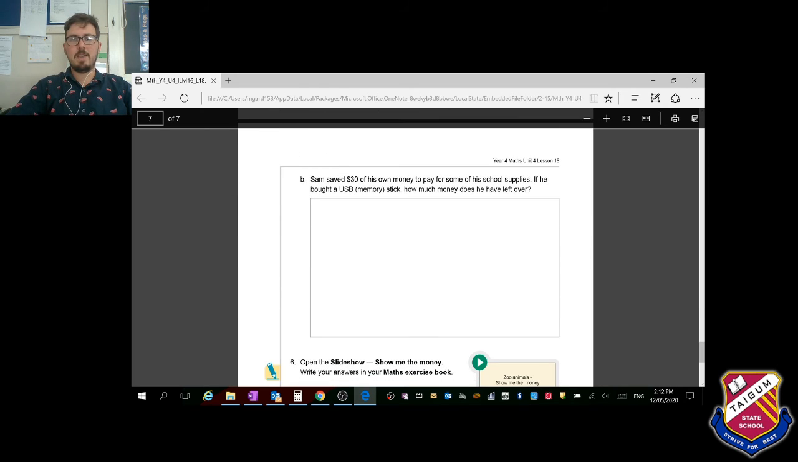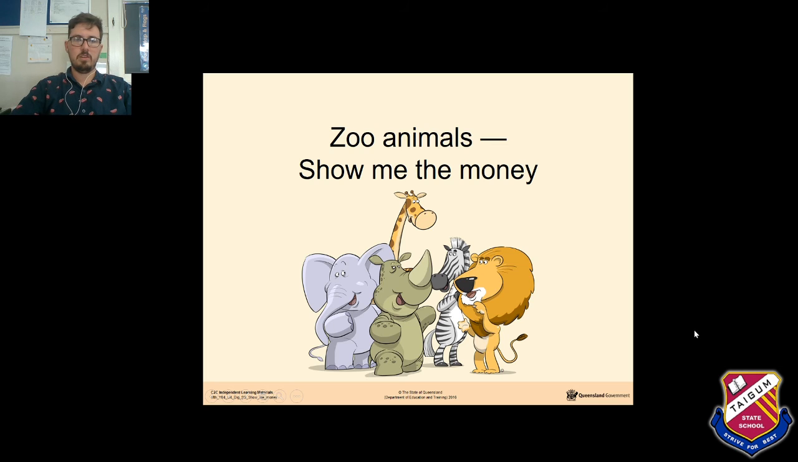B. Sam saved $30 of his own money to pay for some of his school supplies. If he bought a USB stick, how much money does he have left over? So you'll start with 30 and you'll subtract or build up from the price of the USB stick to work out how much more money he has. Okay. Show me the money.